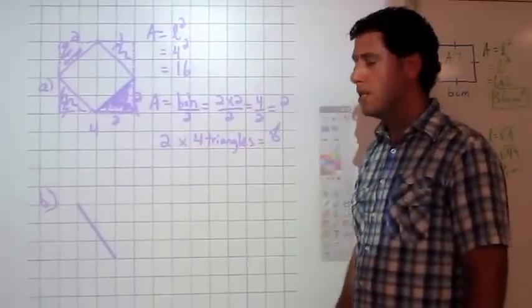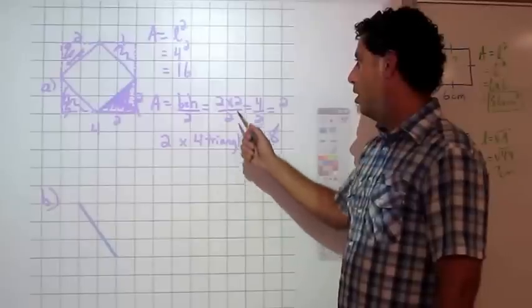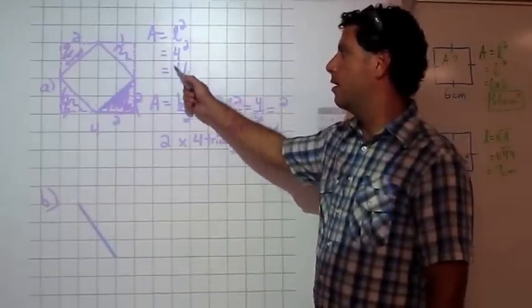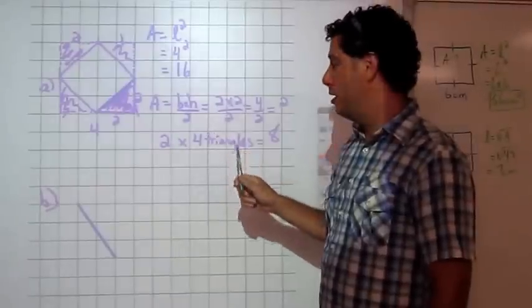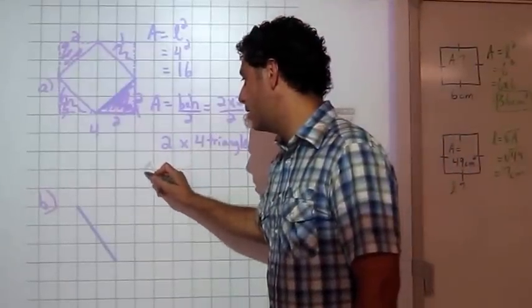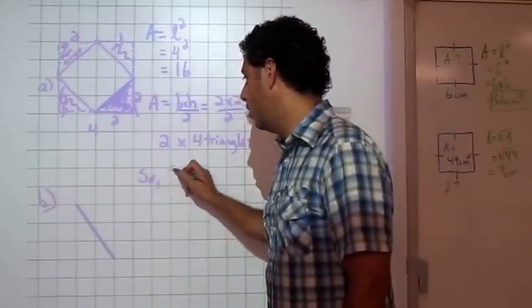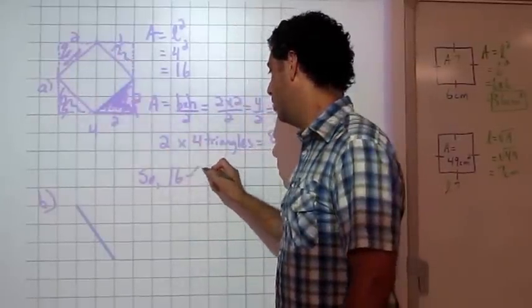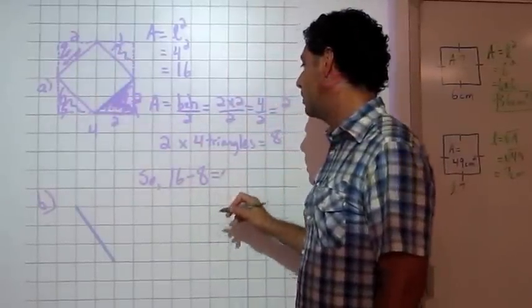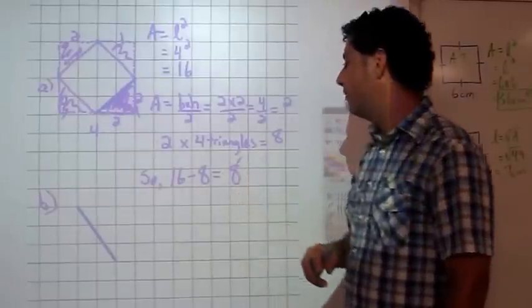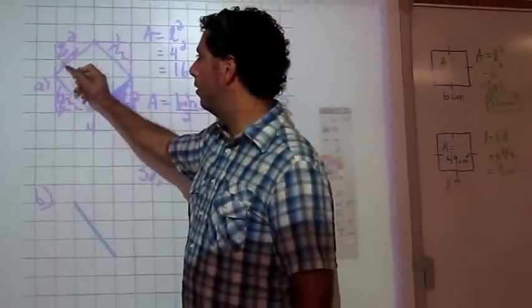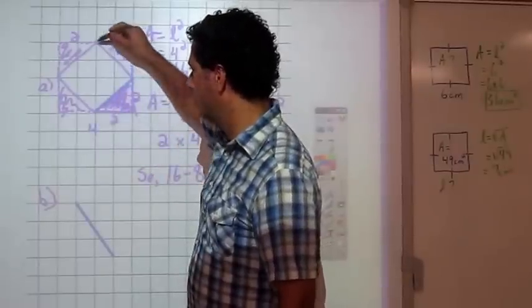Okay? Now, our original enclosing square had an area of 16. So we're going to take this 16 and we're going to subtract the areas of these triangles, which add up to equal 8. That's going to give us a total of 8.